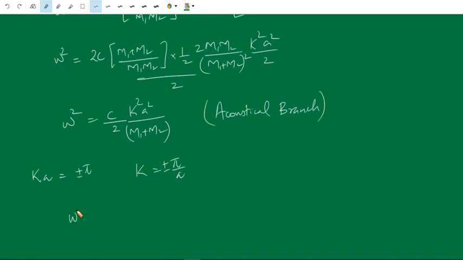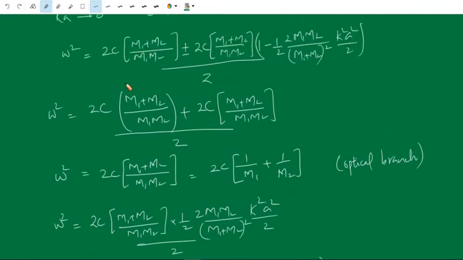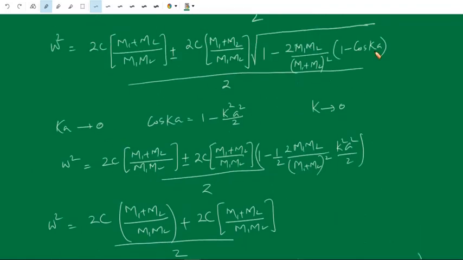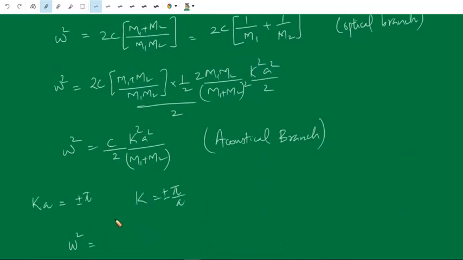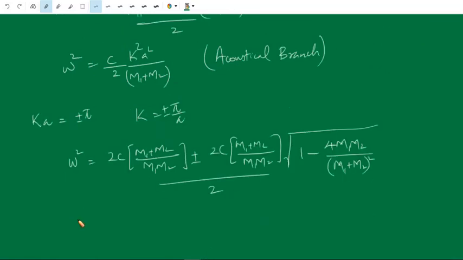Then what is omega square? In this equation, when Ka is pi, then cos Ka will become minus 1. So 1 minus minus 1. So this will be 1 minus 2m1m2 divided by (m1 + m2) whole square into 2. So this will be 4m1m2. So we can write this omega square expression once more here.